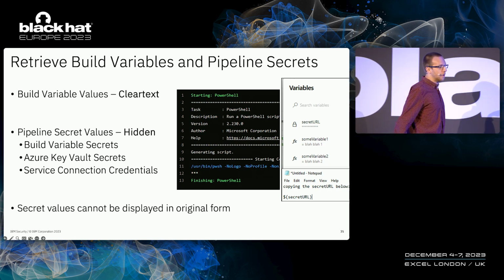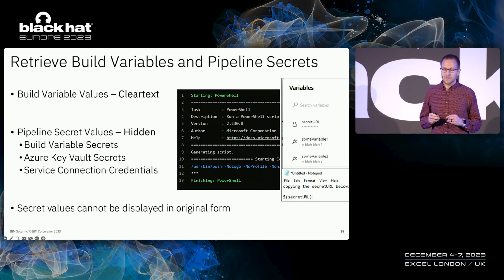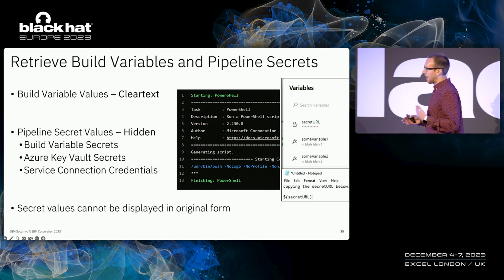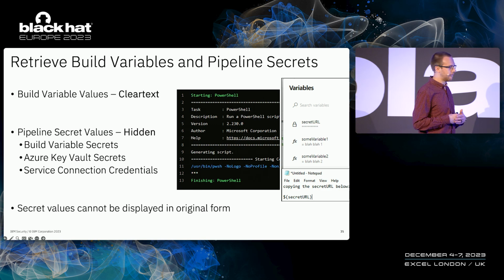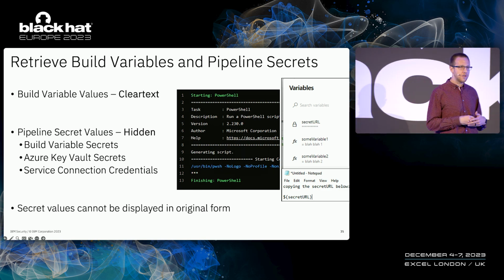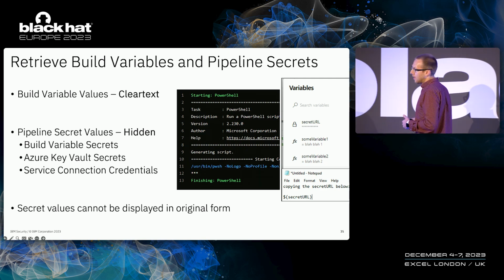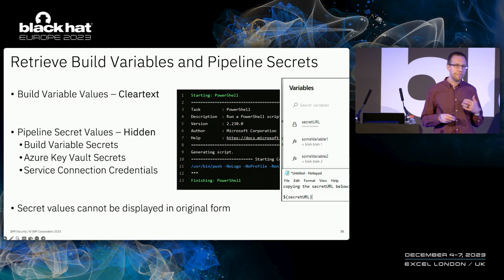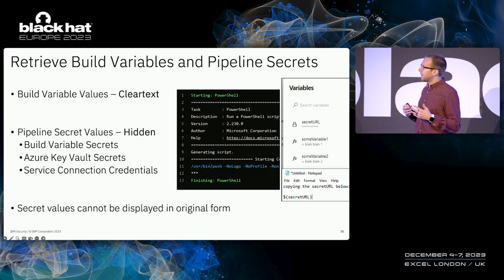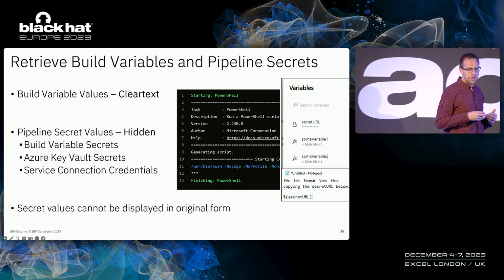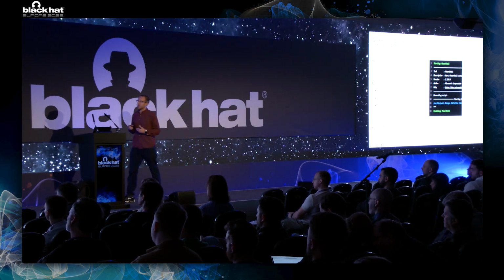Another attack here, retrieving build variables and pipeline secrets. So within these Azure pipeline configuration files, you can think of them kind of like a programming language. You can use variables within them, whether it's to store data, to conduct some sort of math operation, or to retrieve credentials that need to be used to authenticate with Azure Resource Manager or some other resource. And you have a couple different options here. So you have build variable values, and these are going to be clear text. On the screenshot on the right, an example of this would be some variable 1 and some variable 2. These would be examples of build variable values. And these you can copy and paste the data out.